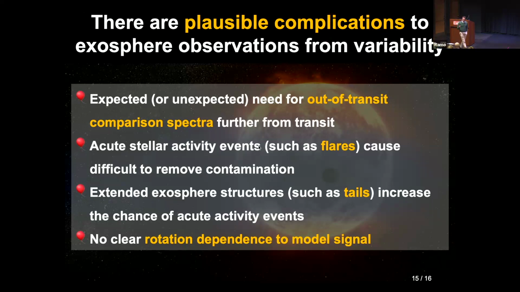Observations aren't always perfect. There's weather, there's transit timing. You might need to compare your transit observations to comparison spectra further away in time. That'll increase the chance of acute activity events like flares, causing difficult to remove contamination. There's a host of extended exosphere structures we've seen. Jessica Libby-Roberts showed one earlier this week, and so that's going to increase the chance of these acute activity events. And then, of course, this lack of rotational modulation might make it a little difficult to model out the signal and separate the stellar and planetary signals.